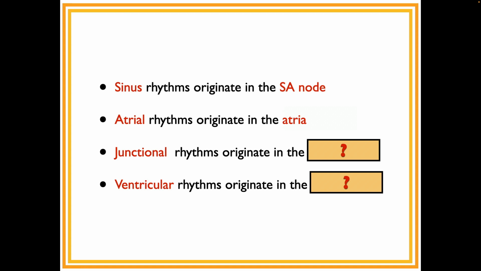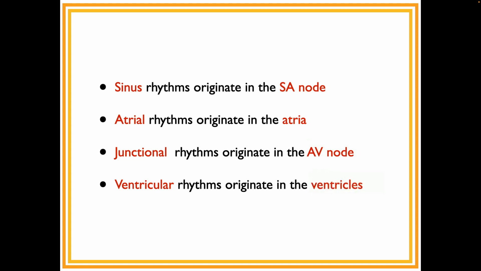And then this one may not be quite so obvious. When I say junctional rhythms, where does that originate? Anybody know? Yeah, the AV node. Okay. So junctional, that's what it means, the AV junction. And then a little bit easier, ventricular rhythms originate where? Yeah, in the ventricles. Okay.